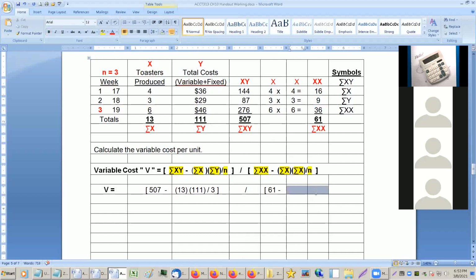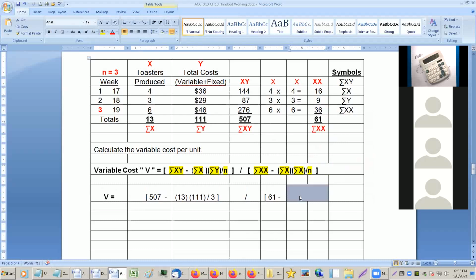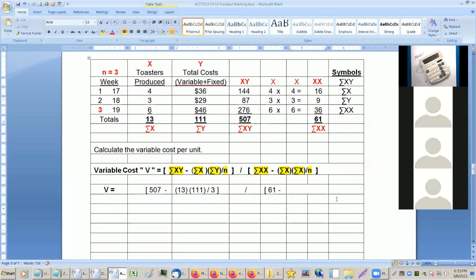I'm going to merge these, I think. Okay, so minus 13 divided by 3.